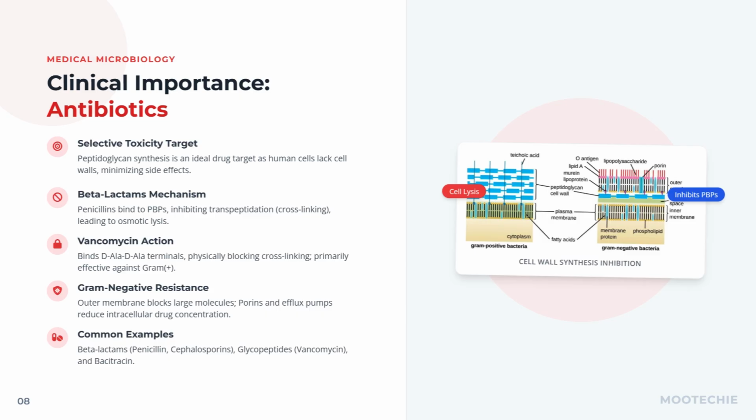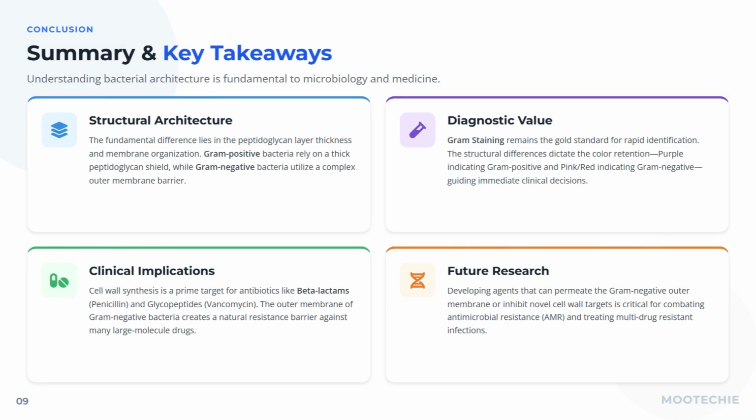These are classes of antibiotics you've likely heard of. They all work, in different ways, to disrupt the construction or integrity of the bacterial cell wall. Conclusion, summary and key takeaways. Let's bring together everything we've learned about these remarkable microbial structures. Understanding bacterial architecture is fundamental to microbiology and medicine. The cell wall is more than just a shell. It defines the bacterium's interaction with the world and our strategies to combat it.